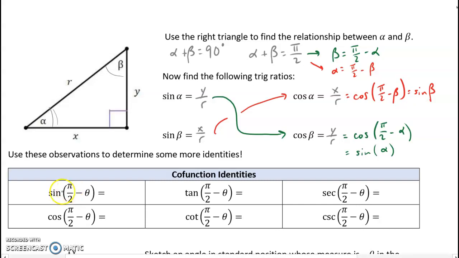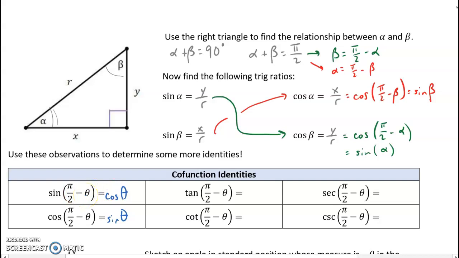So what we're seeing here is if we take the sine of pi over 2 minus theta, that is the same thing as taking the cosine of theta. Call it alpha, call it beta, I don't care. We're going to call it theta. And if we take the cosine of pi over 2 minus theta, then we're going to call it sine of theta. And those are exactly what we're seeing over here. Replace the alphas with thetas, and we get this bottom identity right here. Replace the betas with thetas, and we get this top identity right here.